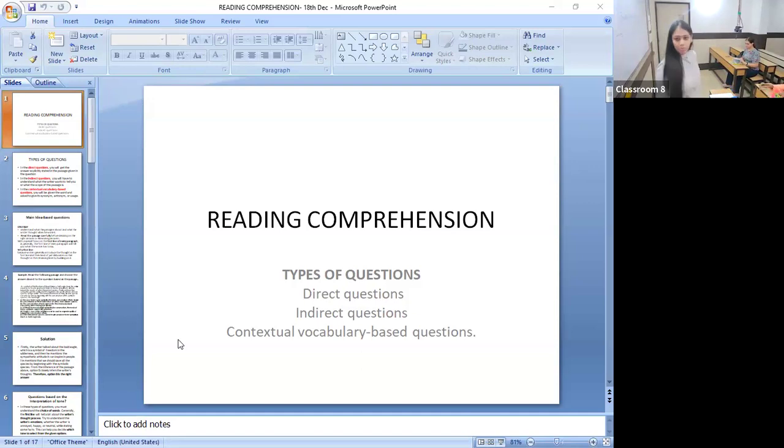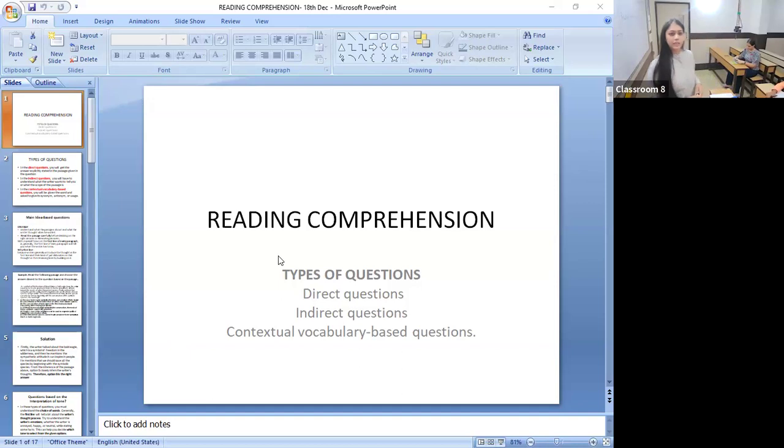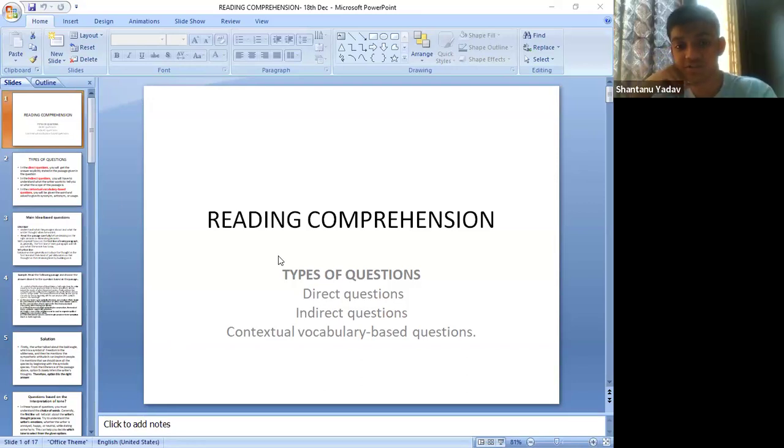So you take out your notebook. Okay, Shantanu, over here, if you can see the screen. Yes, ma'am, I can. All right. So you can see the types of questions mentioned over here. These are the different types of questions you might have in your exam. Can you read out for me, Shantanu, which types of questions you can see over here? Direct questions, indirect questions, contextual, vocabulary-based questions.